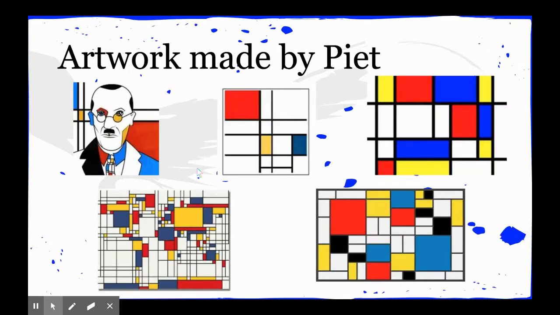So these are some of his artworks made by him. And you can see he's done a self-portrait of himself right here. He also uses a lot of vertical lines and horizontal lines, and he uses primary colors.